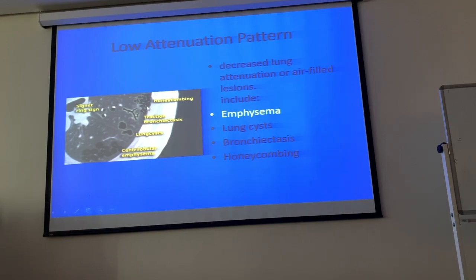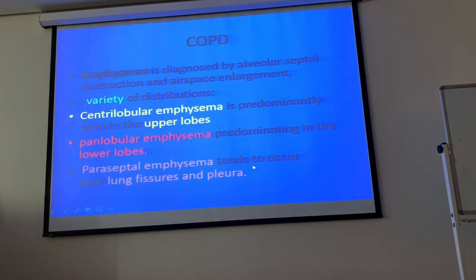If you have so many lobules and it is in the center of the lobule, it is centrilobular emphysema. So the low attenuation lesions are manifested by emphysema, lung cyst, bronchiectasis, and honeycomb. Correct?